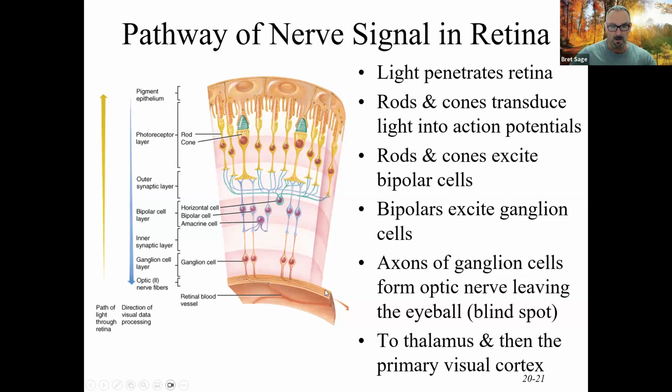Now the axons, which are the outgoing processes of the ganglion cells, form the optic nerve that goes all the way back to the part of your brain that senses light, eventually through the thalamus and then the primary visual cortex of your cerebrum.